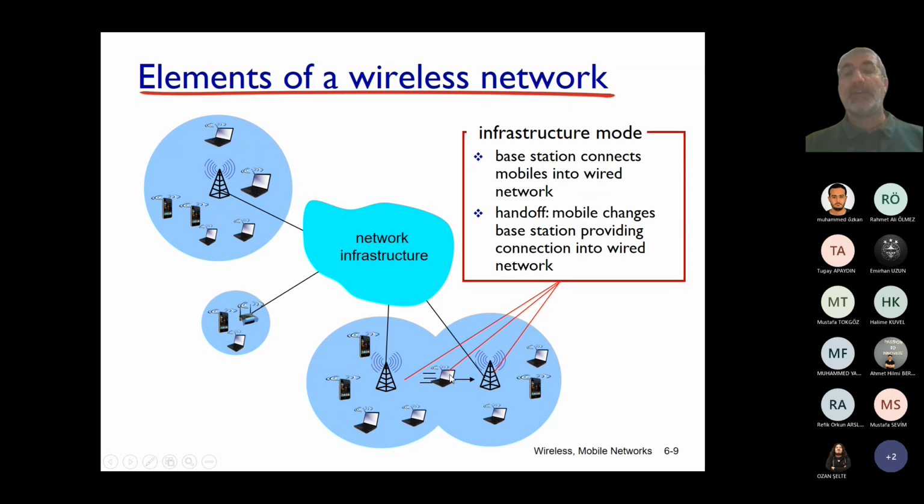For instance, you are in a car and you're talking over the mobile phone, and the car is moving at 60 kilometers per hour. So you need a handoff to hand over your connection from one base station to another base station, so that we can provide a consistent service. That process is called the handoff or handover mechanism, to hand over your connection from one base station to another base station while you are moving.